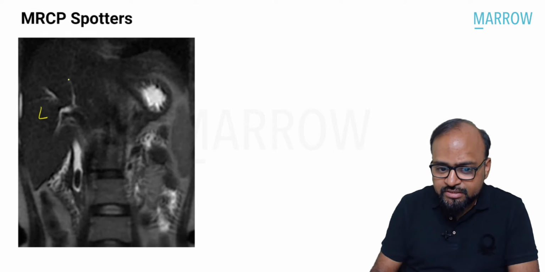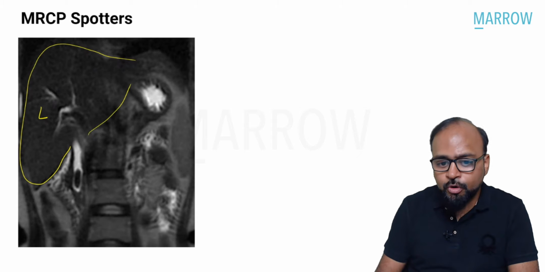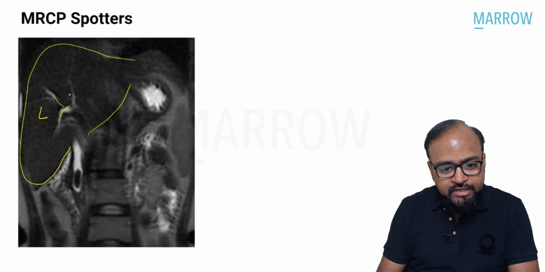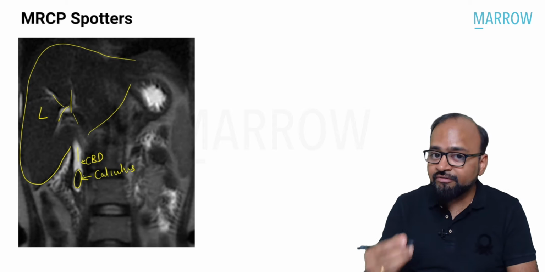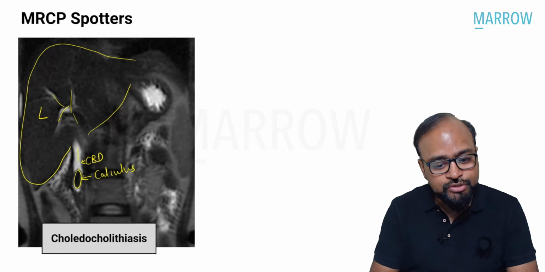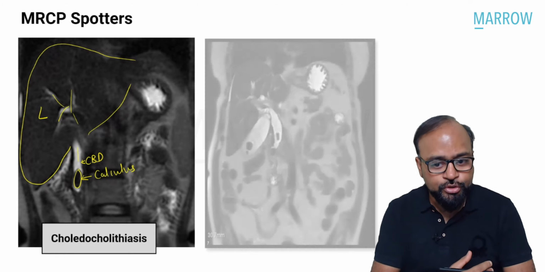Look at this. This is the liver here, right? I say the liver is going to be subtracted. It is not going to be prominently seen. You can see the biliary tree. You can see the common bile duct. And what do you see in the common bile duct? You see a filling defect. So what is this? This is nothing but a calculus which is appearing as a filling defect within the common bile duct. So what is your diagnosis? The diagnosis is choledocholithiasis, right? So this is choledocholithiasis.